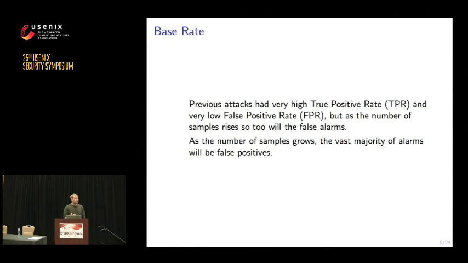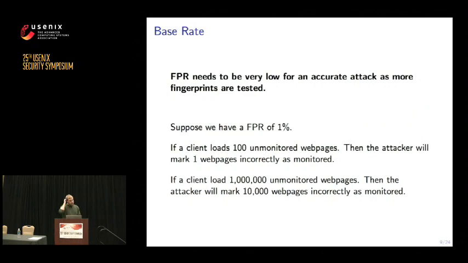Of course, in practice, there is no real hard upper bound to the number of websites that someone's going to visit. This is going to increase over time. So the point is that the false positive rate needs to be extremely low in practice for an attack to withstand the number of false alarms. For example, if you had a false positive rate of just 1% and a client loads 100 unmonitored pages, the attacker is going to, on average, think one of these is incorrectly a monitored page.